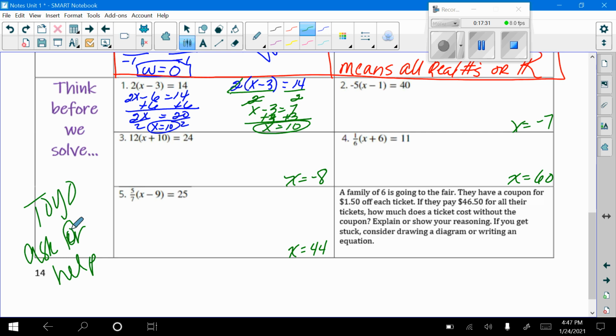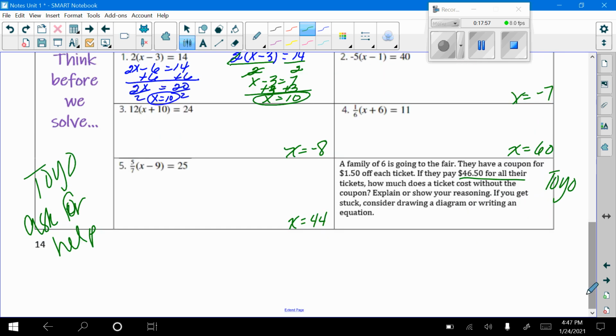The last one is an equation. A family of 6 is going to the fair. They have a coupon for $1.50 off each ticket. But they pay $46.50 for all their tickets, so that's the total. How much does each ticket cost without a coupon? Explain and show your reasoning. If you get stuck, try on your own. Think about algebra, setting it up. We are working with some parentheses. Label your variable. There should be room at the bottom of your page.